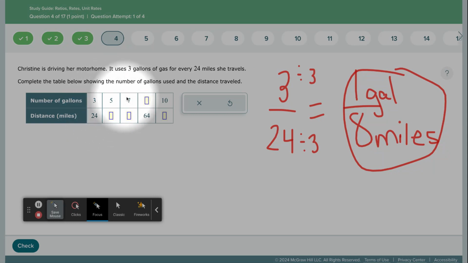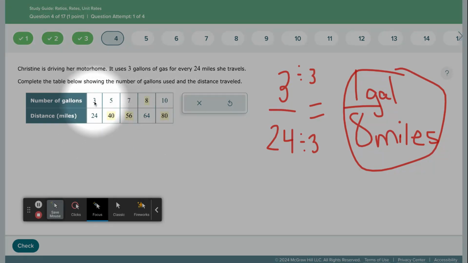So again, if I am finding that my top number times 8 gets me my bottom number, I want to do that for every single one on here. I'm going to continue that pattern. Okay. So my number of gallons needs to be multiplied by 8 to get me my distance. Okay. So 3 times 8 is 24. What's 5 times 8? 40. What's 7 times 8? 56. What times 8 is 64? 8 times 8 is 64. Okay. And then 10 times 8 is 80.